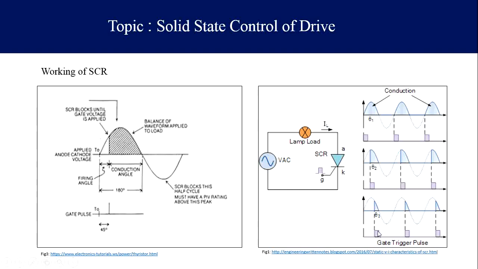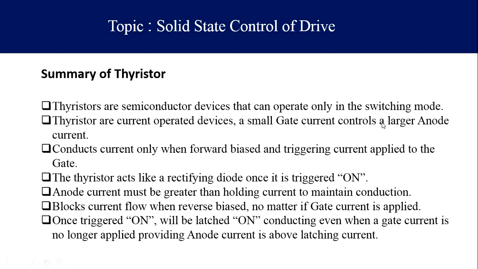As soon as the gate trigger pulse changes, the conduction changes. When this is the gate trigger pulse, the conduction was full. When the gate trigger pulse came here, the conduction changed. When it was given later, it changed again. Okay. So, as soon as I vary the gate trigger pulse and the angle of the gate pulse, the output voltage will also change. Okay. So, we are at the end of today's topic.